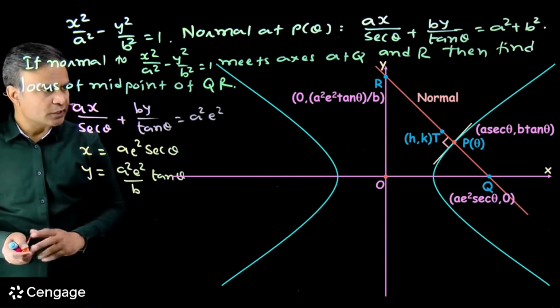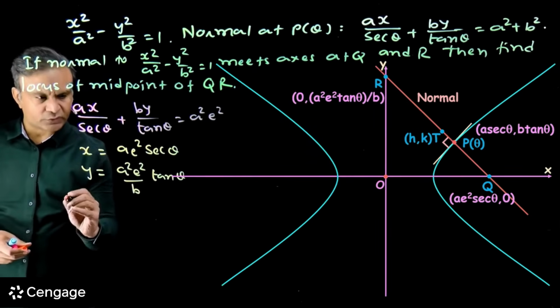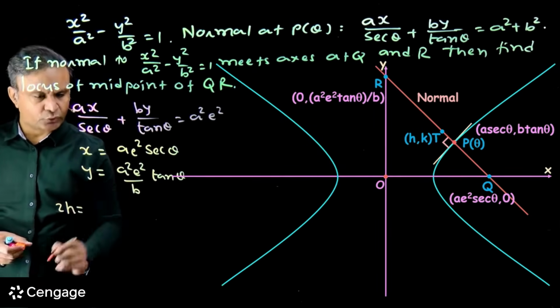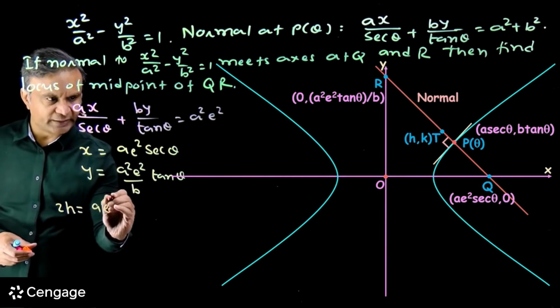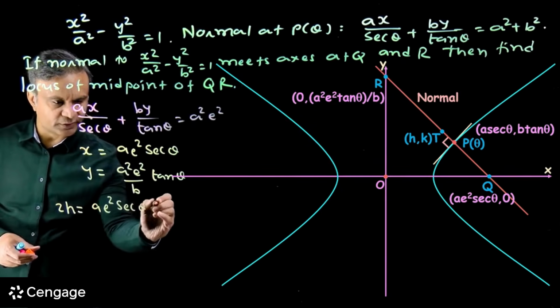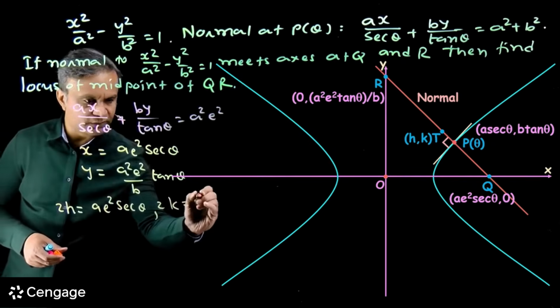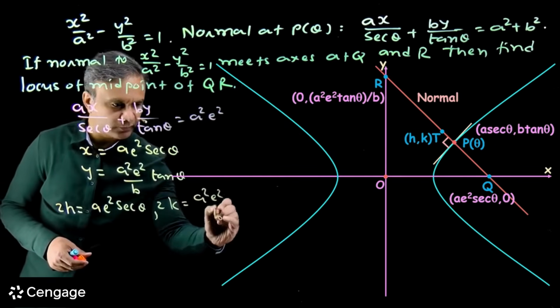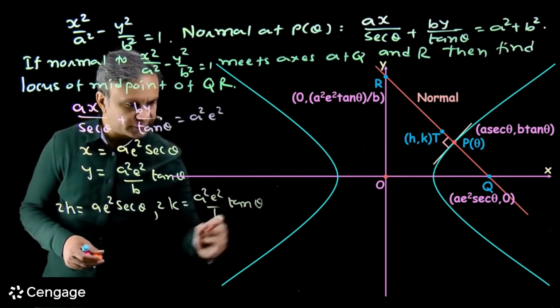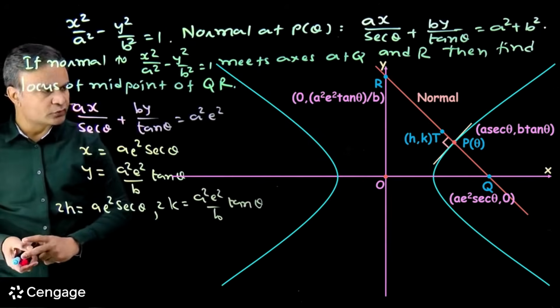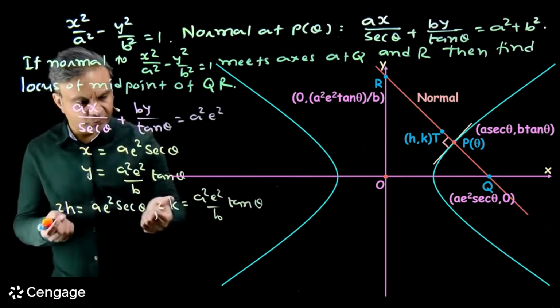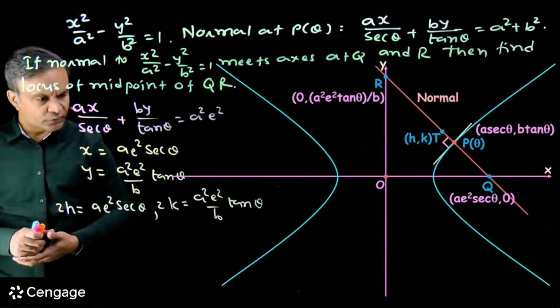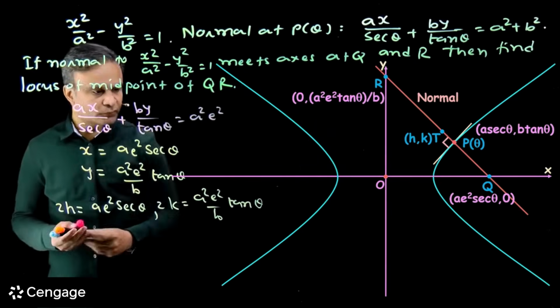Okay. Now h, k is midpoint of QR. So we have 2h is equal to a e square secant theta and 2k is equal to a square e square upon b tan theta. We have to find locus of point T. That means we have to get relation between h and k. So what we do? We will eliminate theta.